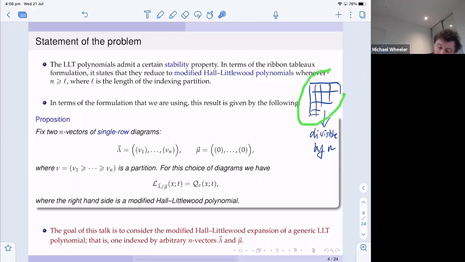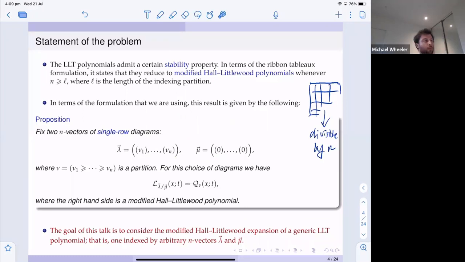But if you take this big partition here and perform this quotient map on it, so you basically split it into its n quotients, then you will get the statement of the result that's given here. So in terms of the formulation that we're using, this is essentially the version of this statement. I'll take two n vectors of single row diagrams. So lambda now is going to consist of just these single row diagrams. They're just Young diagrams with a single row. The first one will have length nu1, and then all the way up to nu n. And the thing that I skew it by is just all going to be equal to 0.